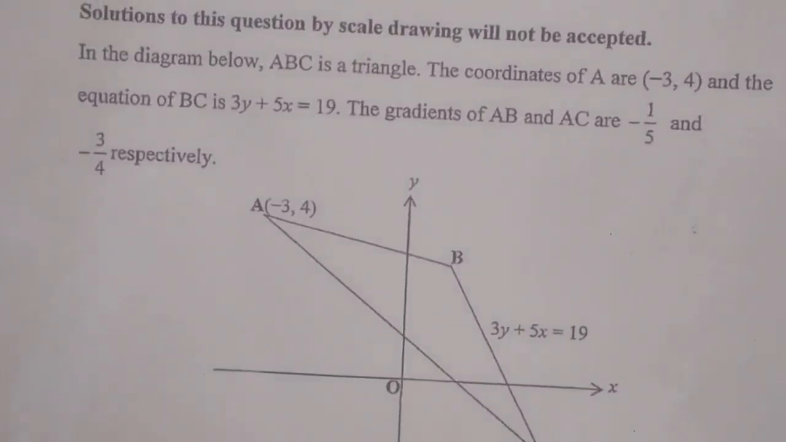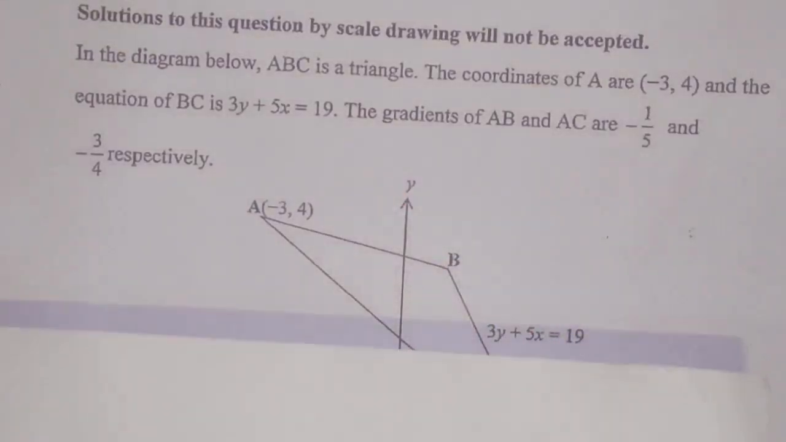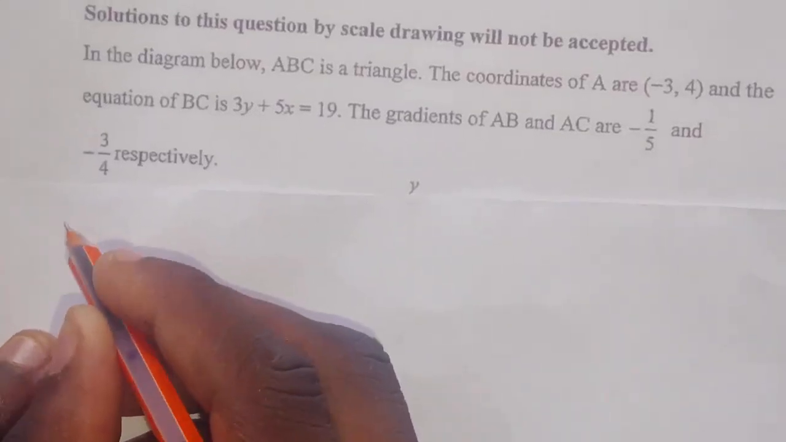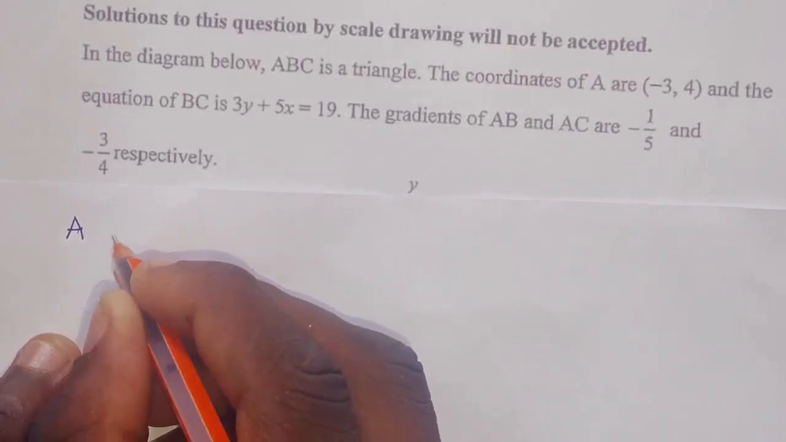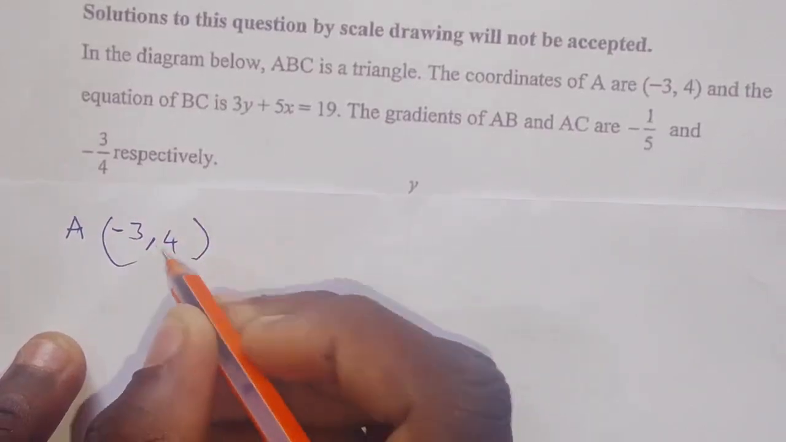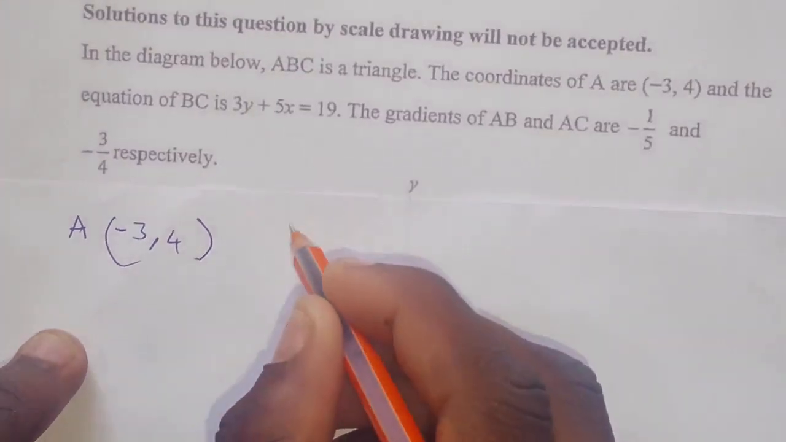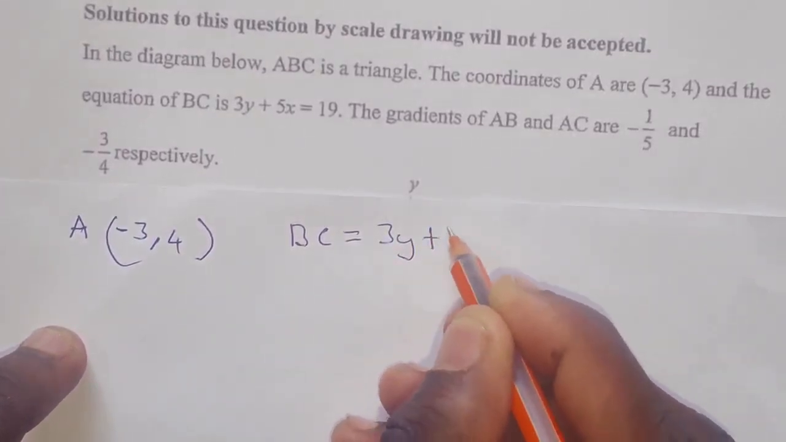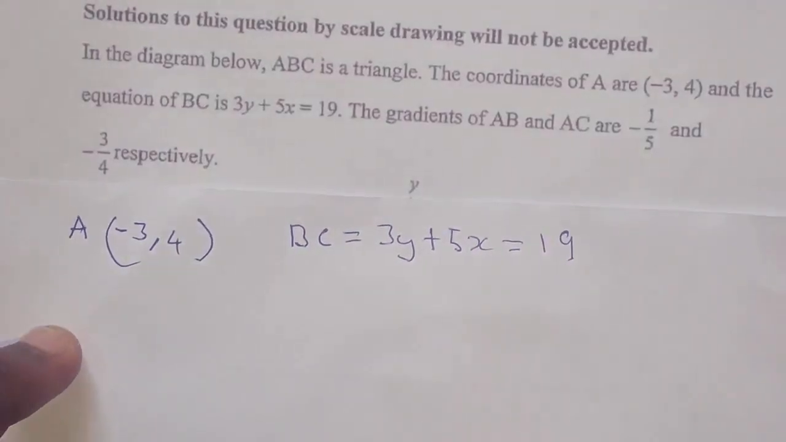They have told us that in the diagram below, ABC is a triangle. So this is a triangle. The coordinates of A is negative 3, 4. So take note of this. We have the coordinates of A. I'm going to write here A, the coordinates of A is negative 3, 4. And we also have the equation BC, which is 3y plus 5x equals 19. I hope you can see.